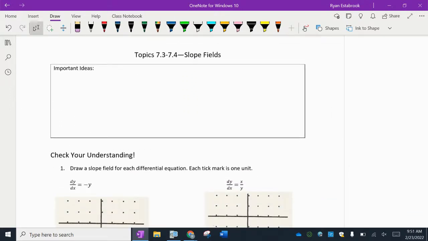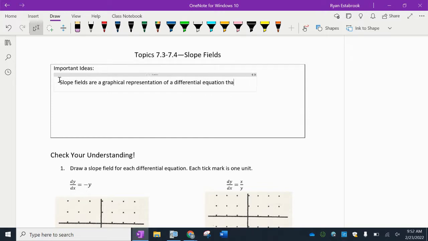Go to the page. Slope fields are one of those topics that have only been in the AP curriculum for, I don't know, the last 10 years, which seems like a long time, but in the scope of math and the AP curriculum overall, it is a shorter time. We're going to say slope fields are a graphical representation of a differential equation that allows us to visualize the family of solution curves.